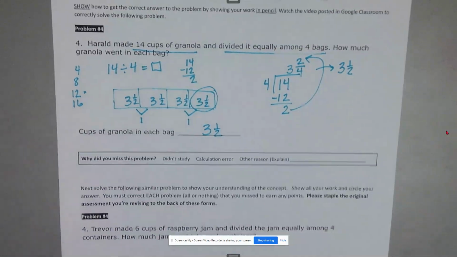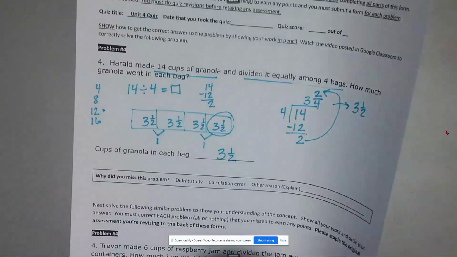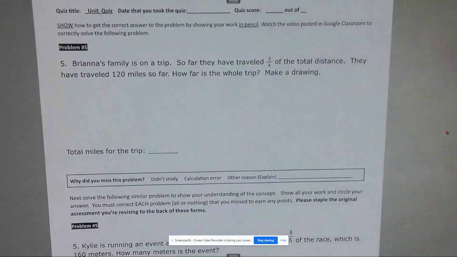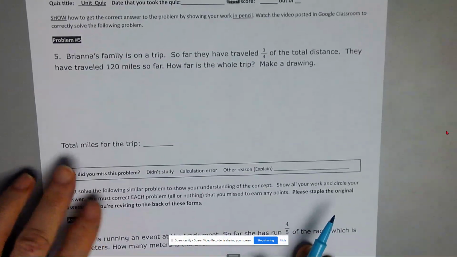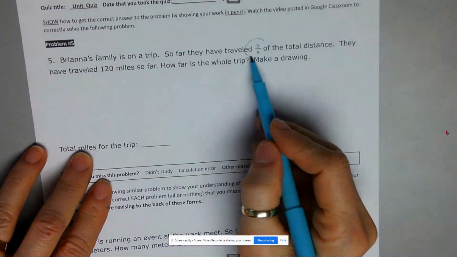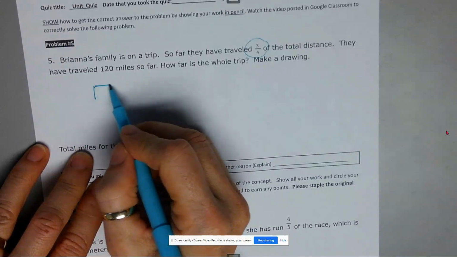All right. On the last one, Brianna's family is on a trip. So far, they have traveled 3/4 of the total distance. They have traveled 120 miles so far. How far is the whole trip? Make a drawing. All right. So I'm going to draw 3/4.